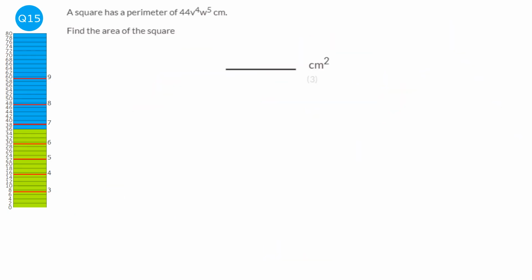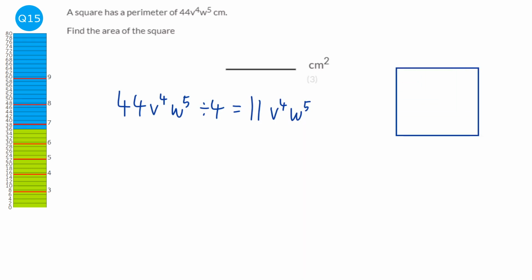So we need to first of all work out what the length of the side of the square is. And to do that, what we do is we get the 44v to the power 4 w to the power 5, and we just divide it by 4. And to do that, all we need to do is just divide the coefficient by 4. So it'd be 11v to the power 4 w to the power 5. Some people will try and do something with the v to the power 4 w to the power 5, but if you think about it, if I just draw out my square, if it's 11v to the power 4 w to the power 5 all the way around, when you add, you don't add the v to the power 4, w to the power 5.